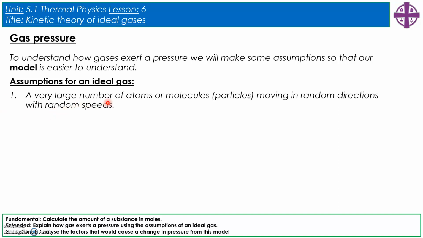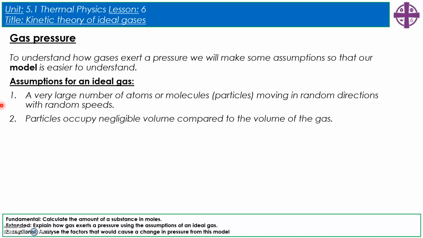So we assume we have loads of atoms or molecules, very large numbers, sort of on the order of numbers of moles, so sort of times 10 to 23 number. And they're moving in random directions with random speeds. Number 2, read it through.